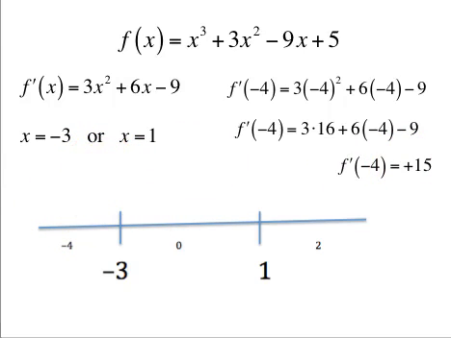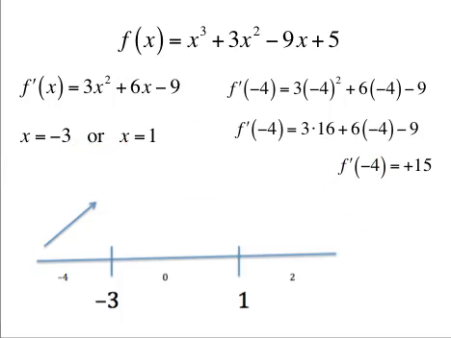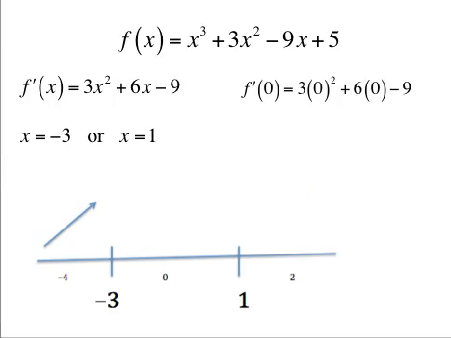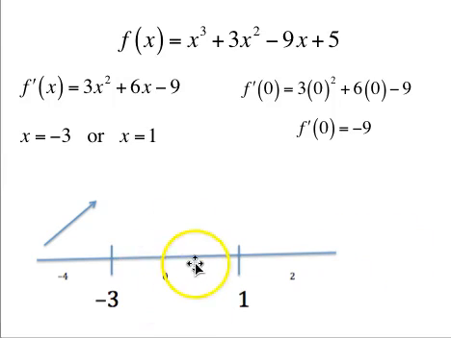It is going up. So let's draw an arrow that shows that. At -4, the derivative is positive, the function is increasing. Next up, we're going to plug 0 into the derivative function. 3 times 0 squared plus 6 times 0 minus 9. That you can probably do in your head. 0 plus 0 minus 9. We get f prime of 0 is -9. So in this interval, the function is decreasing.